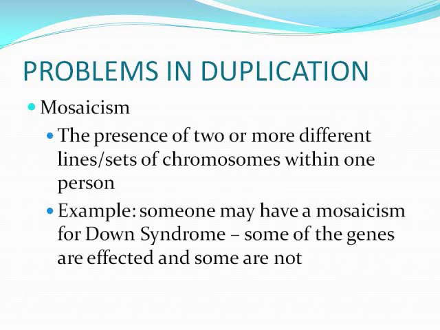Okay, here are two problems that sometimes occur with duplication. The first one is mosaicism. It's the presence of two or more different lines or sets of chromosomes within one person. This happens early in fetal and embryonic development. One of the chromosome pairs mutated, and this is early in development. So that line keeps replicating that mutated set of chromosomes. So that person is going to have two different lines of chromosomes, one of them being apparently normal, the other one is abnormal.